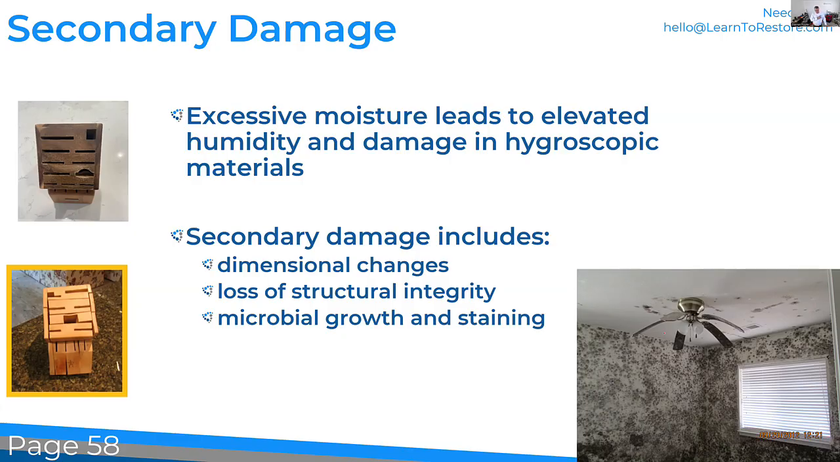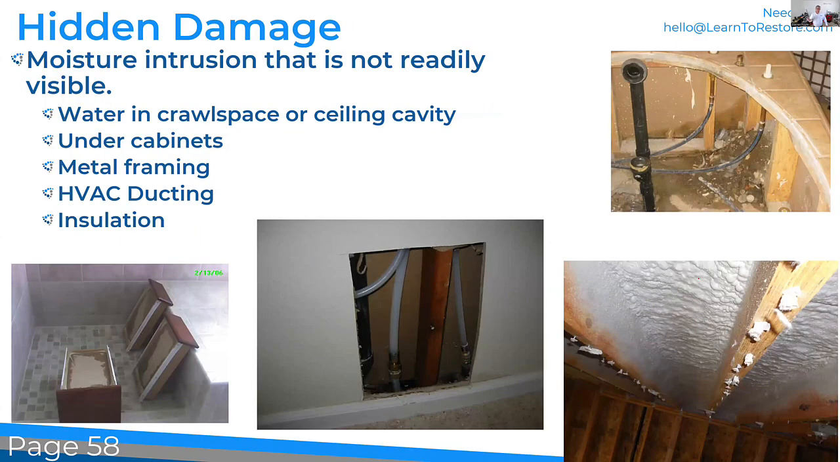So secondary damage could be dimensional changes. That is a knife block. That's your knife block on humidity. Ceiling tiles, things are swelling, and just all sorts of stuff. Water causes issues. So pre-existing damage, primary damage, and secondary damage. There's also hidden damage. Kind of goes along.